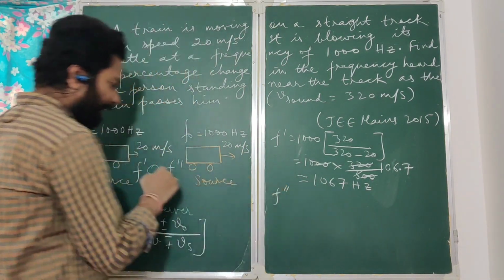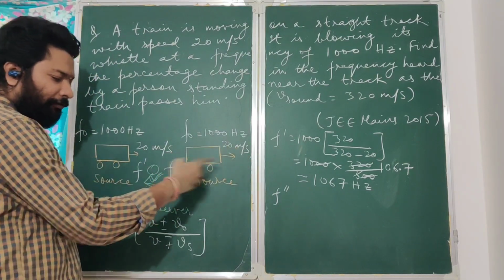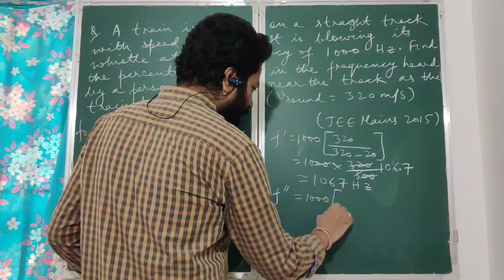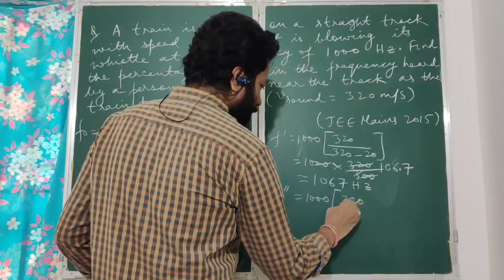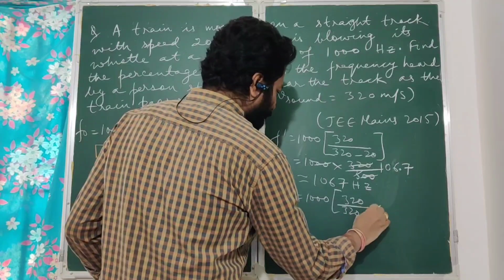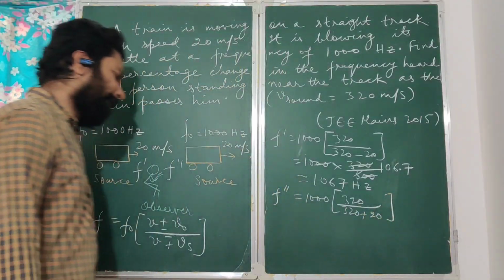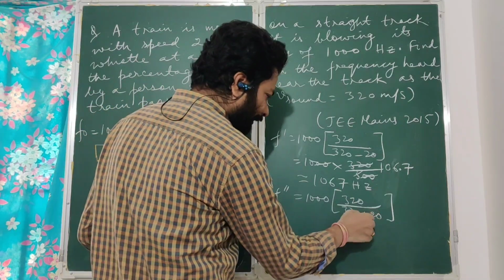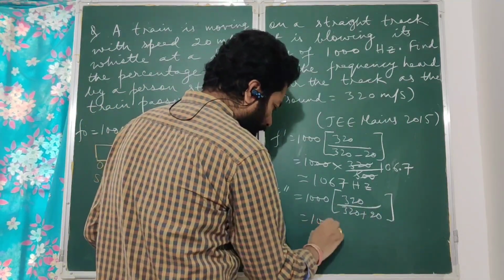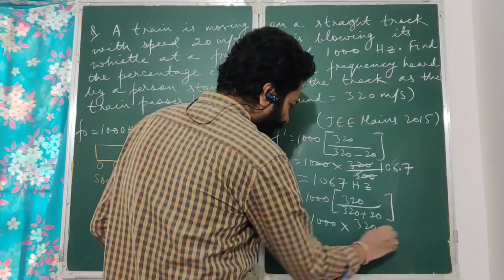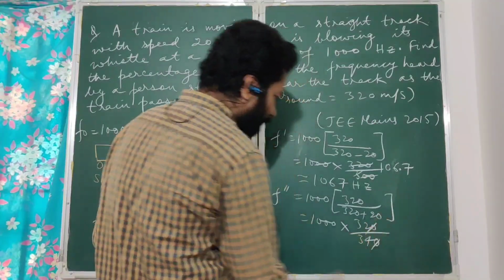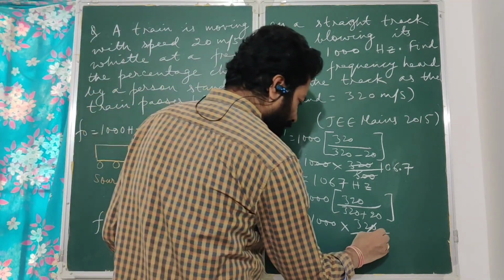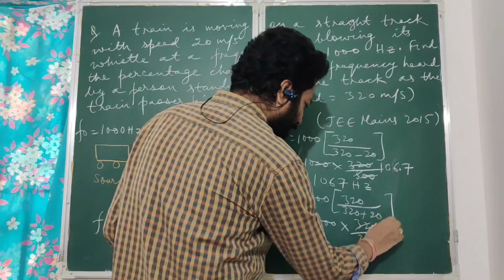Now when you are calculating f double dash, the source is moving away from the observer. So now this can be written as 1000 into 320 by 320 plus 20. So here it is 320 by 340, 1000 into 320 by 340. Anything else we can cancel out? 17 and 16.